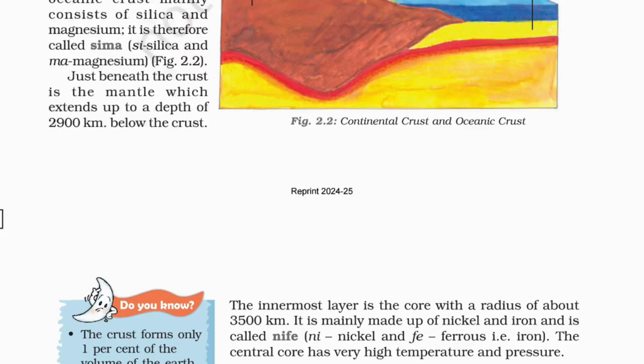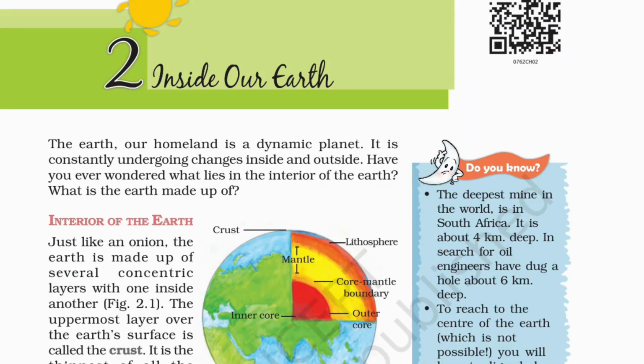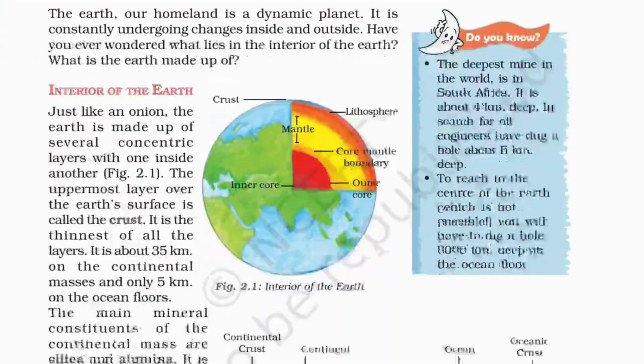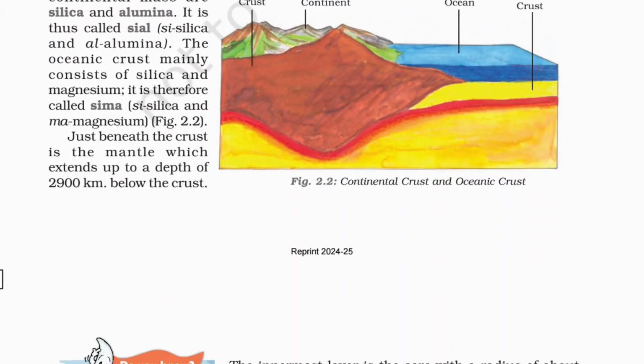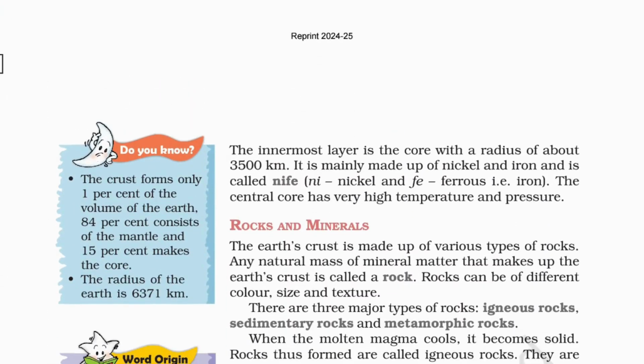And the innermost layer, you can see here, the inner core, right? You can see here clearly the red one. So the innermost layer is the core with a radius of about 3500 kilometers. It is mainly made up of nickel and iron and is called NIFE, where Ni stands for nickel and Fe stands for ferrous, that is iron. The central core has very high temperature and pressure.